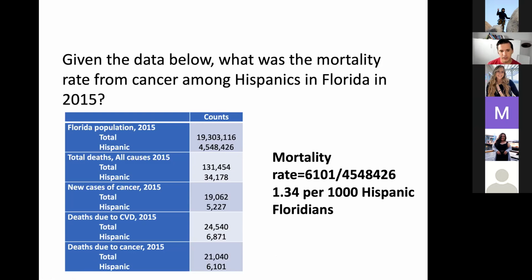And I see some of you chatting in the way that I would like you to format the answers. I like that you're chatting them in this way. In 2015, among Hispanics in Florida, there were 1.34 deaths due to cancer per 1,000 people in the population. So having a sentence to describe your answer is important because it tells us all that context that we need.